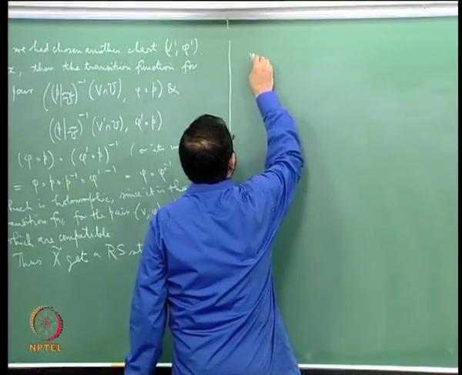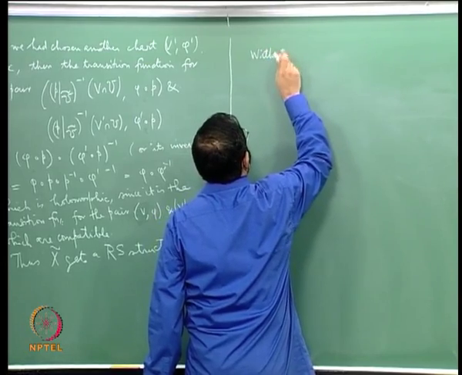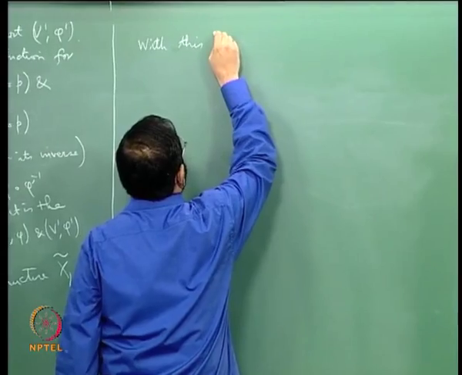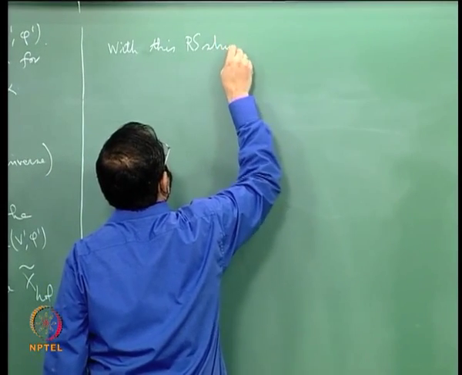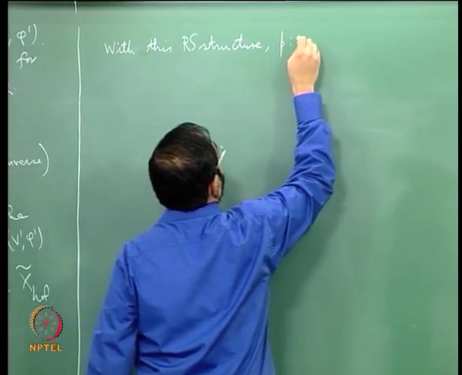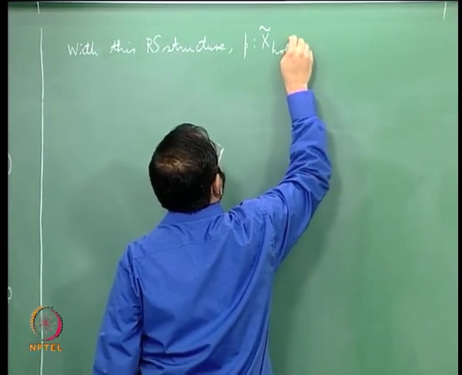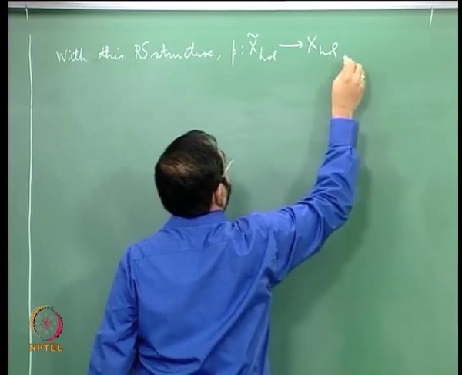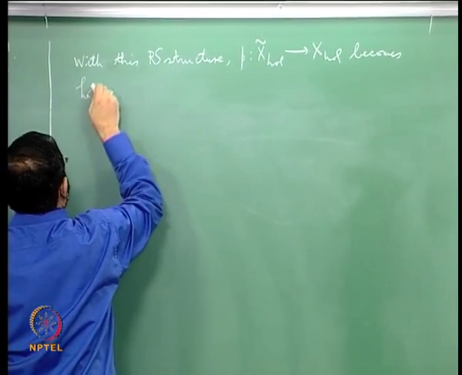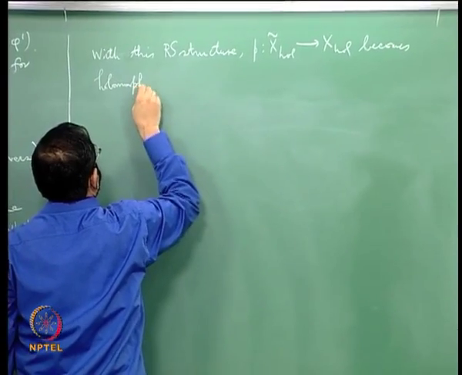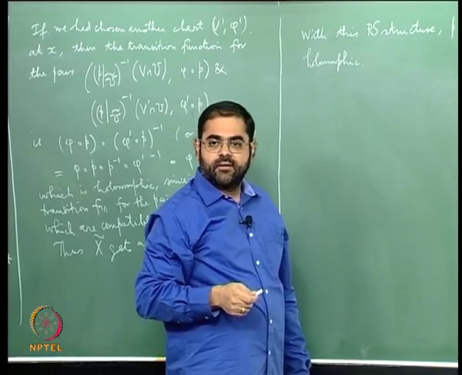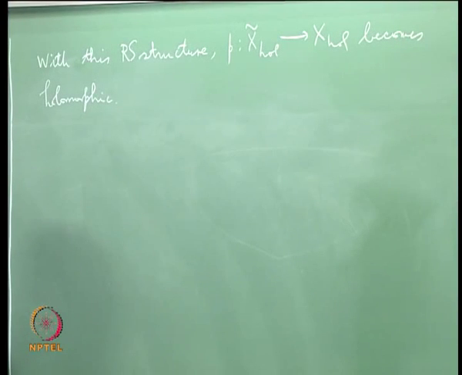So with this Riemann surface structure, P from x tilde hole to x hole becomes holomorphic, okay. Why does it become holomorphic, okay? How do you check that?